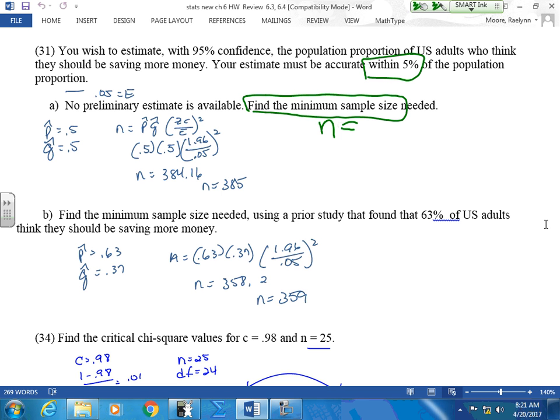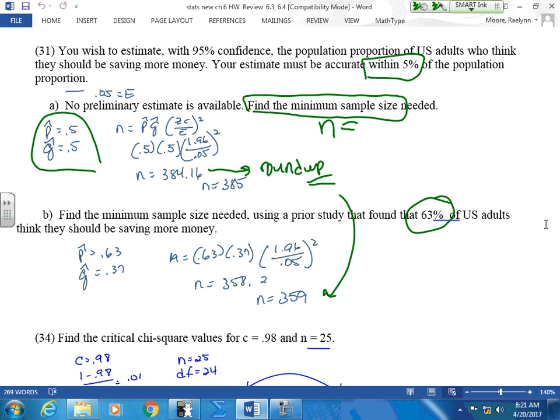Preliminary means set it to 0.5, 0.5. I don't know any previous information. Figure it out there. What is the rule that we get with decimals? Round up. I'm going to hit you with 2 points again if you don't round up. Then they said, okay, now from a prior study, I found that the p-hat was actually 0.63. So because it's a little bit different, I should have a little bit less to use in here. A little bit less in my sample.